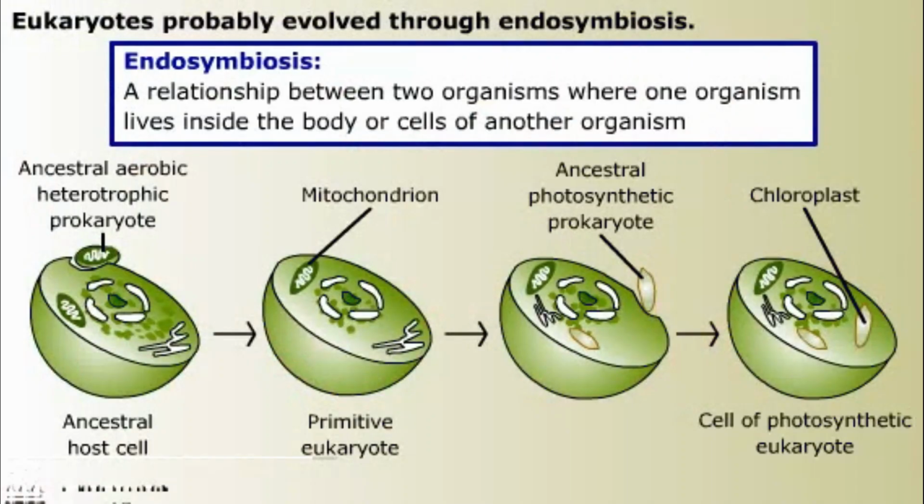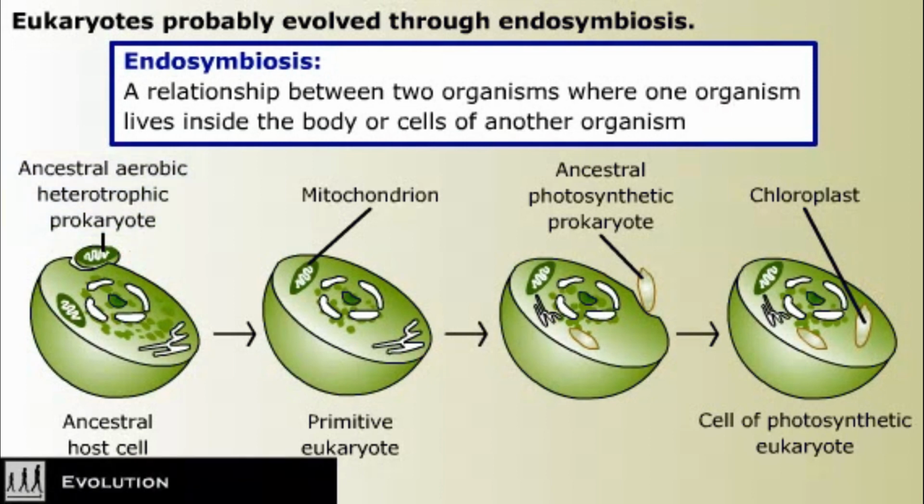Now that we've explored many of the differences between prokaryotes and eukaryotes, let's ask the question: where did eukaryotes come from? Chemical processes on the early Earth probably led to the formation of the first cells, which were primitive prokaryotes. Scientists believe that eukaryotic cells evolved from prokaryotic cells in a stepwise process that includes endosymbiosis, where one organism lives inside the body or cells of another organism.